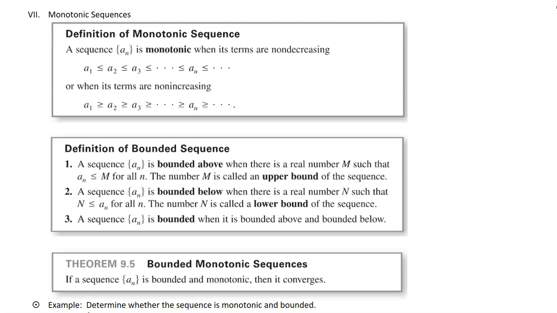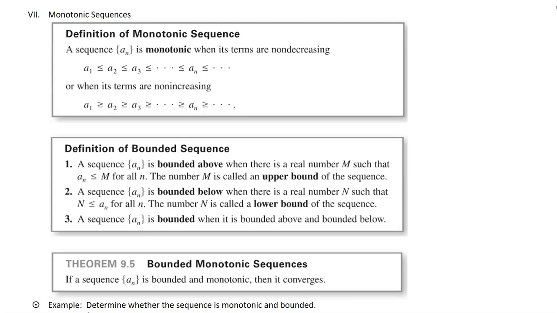And with that, we have a bounded sequence. A sequence a sub n is bounded above when there's a real number M such that a sub n is less than or equal to M for all n, and this is called an upper bound. A sequence a sub n is bounded below when there is a real number N such that N is less than or equal to a sub n for all n, and that number is called a lower bound of the sequence.